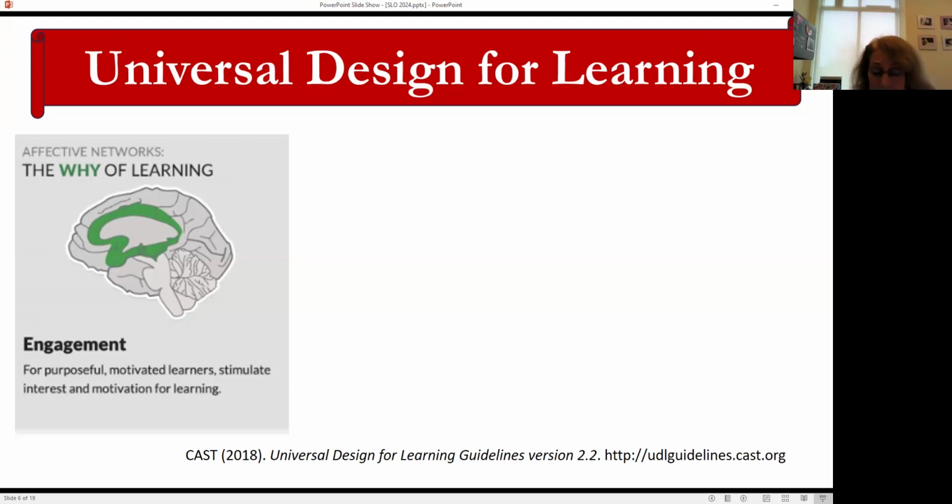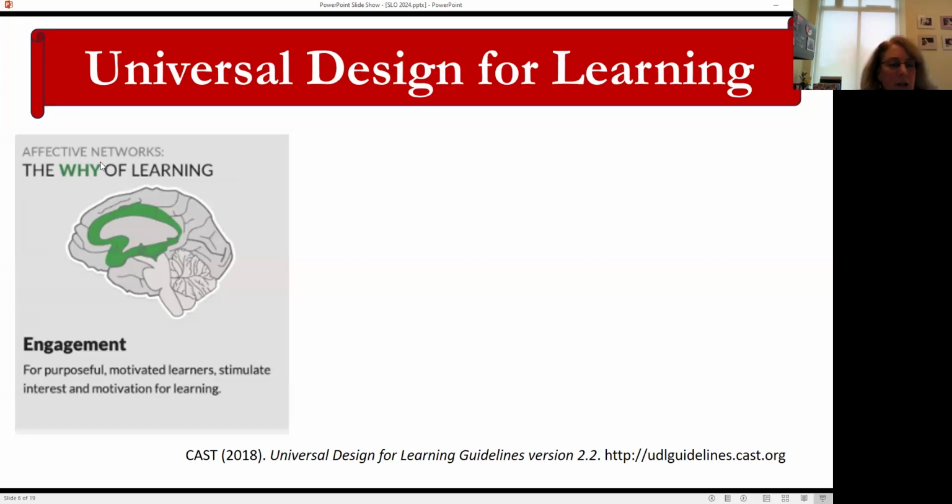engagement, representation, and action expression. When you think about physical accommodations in our environment, they really benefit everybody. And using UDL principles in teaching, we benefit all students, whether they have an identified learning need or not. And that's why when I heard somebody talking about using UDL as a principle across the curriculum, I was really excited because it truly benefits all students. So let's talk about each of these principles one by one.